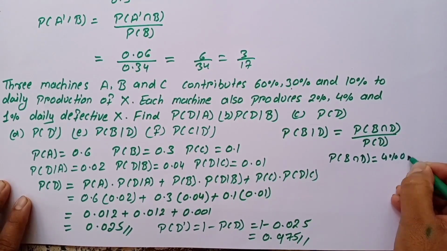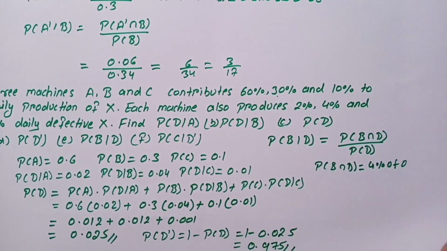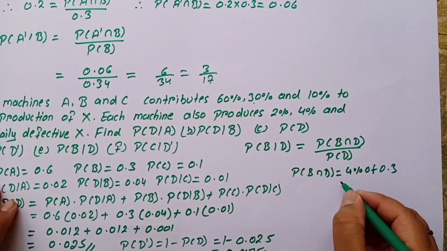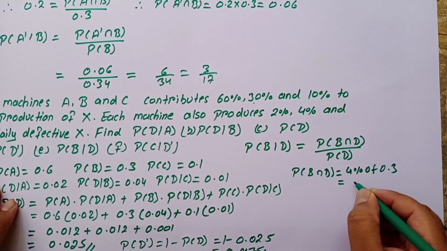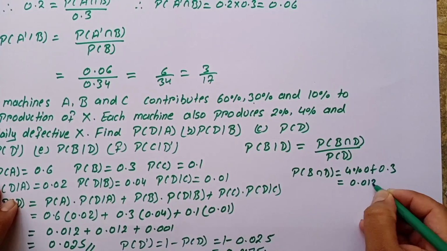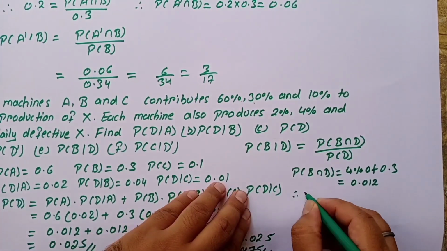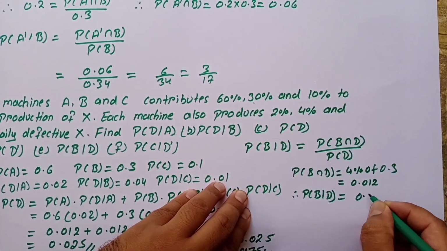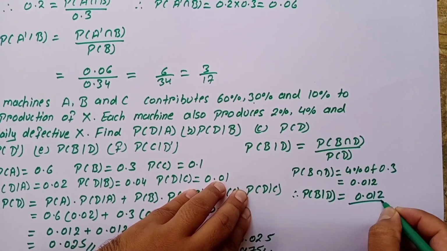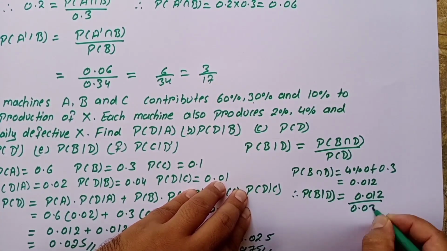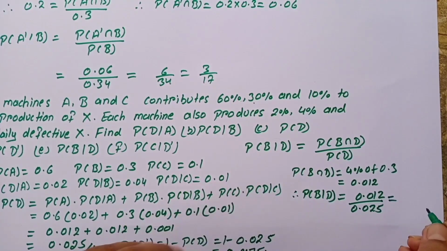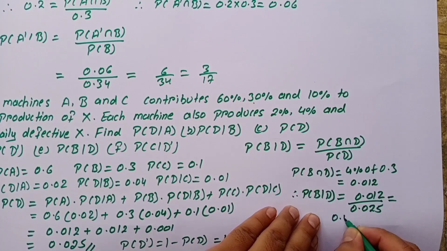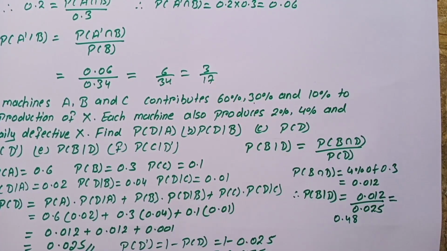4% of 0.3, that is 0.012. Therefore probability of B under defect is 0.012 divided by 0.025, that is 0.48.